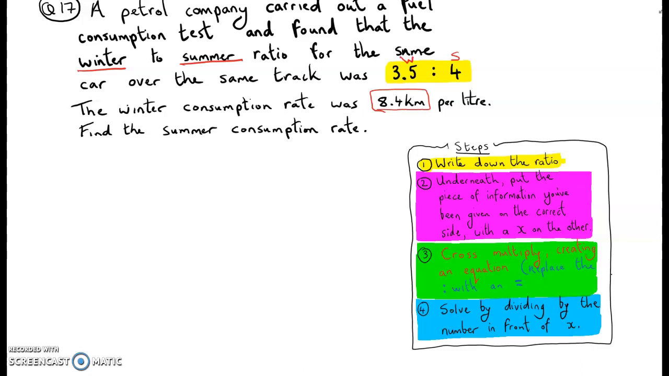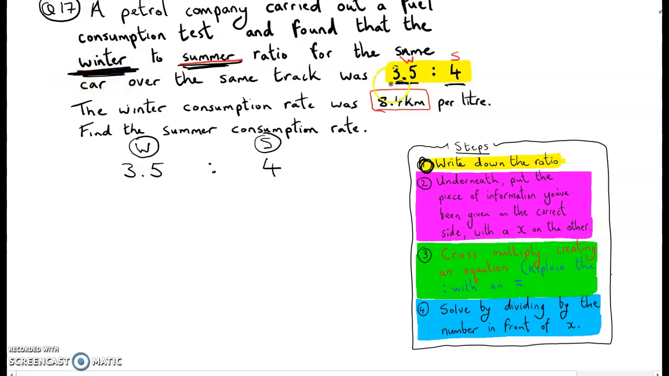Okay, I'm going to continue on, so I hope you paused it and gave it a go yourself. Let's do step 1, write down the ratio. The ratio number is 3.5 is to 4. And it said winter to summer, so winter over here to summer over here. The words and the numbers are always the same order. So if this comes first, well then it relates to the first number. And if this word came second, it relates to the second number. Okay? Now it says the winter consumption rate was 8.4.